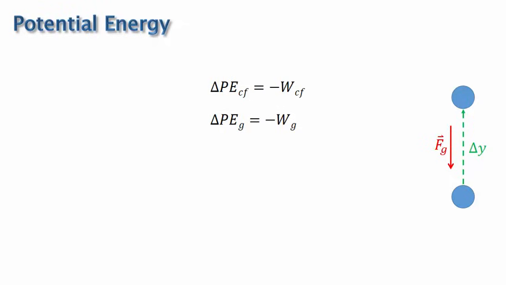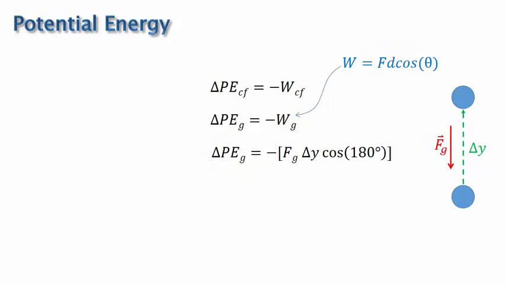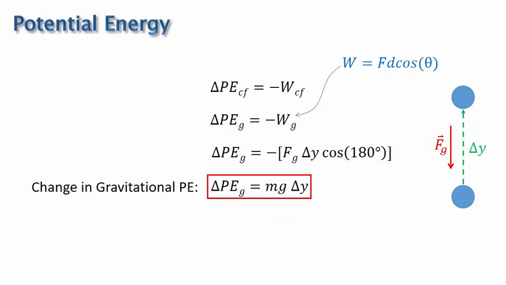So that means we can use this equation for work, which is force times distance times cosine of the angle between them. Using the variables in the figure, we can then write it this way, and then recognize that the gravitational force is mg, and the cosine of 180 degrees is just -1. So then the equation becomes this, mg delta y. And so now this is the equation for the change in the gravitational potential energy.